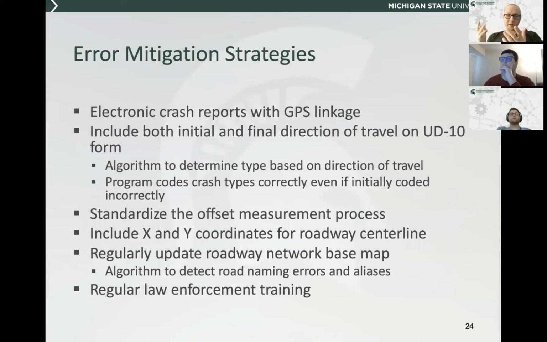And so in terms of error mitigation strategies, electronic crash reports have done away with a lot of these issues. There had been some discussion about modifying, so rather than just having the initial direction of the vehicle, and then it's intended, we could also include the final direction or intended direction of the vehicle there. That hasn't happened yet. And so that's, I guess, an area that might warrant a bit further investigation.